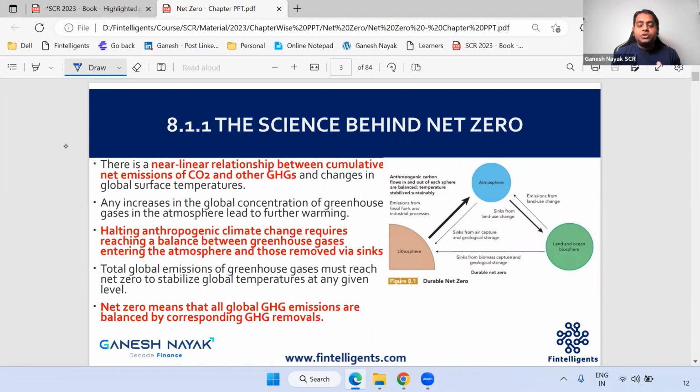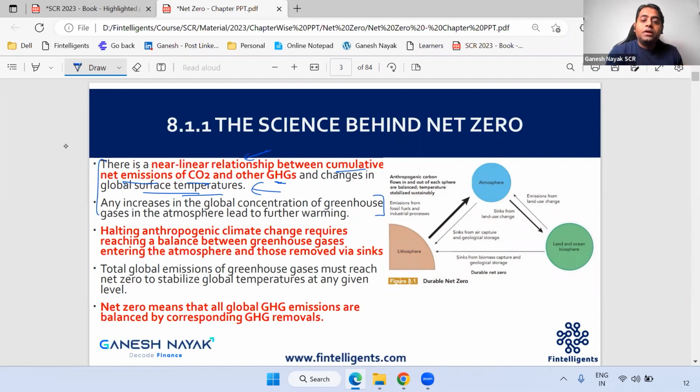Now this section talks about a near linear relationship between the cumulative net emission of CO2 and other GHGs, greenhouse gases. What it simply means is that the way CO2 is changing, the overall composition of greenhouse gases is also changing, and it is having an indirect effect on the temperature of the planet. So it indirectly means that if there is any increase in greenhouse gases, it is eventually going to lead to an increase in the temperature. These two are the first important points.